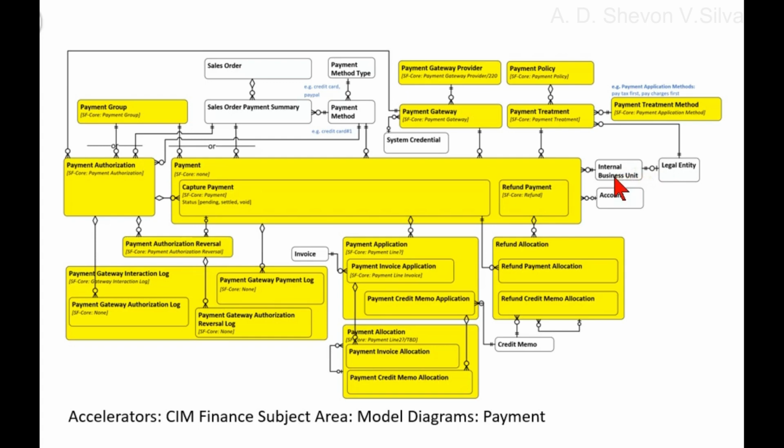Internal business unit has 0 or more payments, and payment has one internal business unit. And here the payment has 0 or 1 account, and account has 0 or many payments. And payment contains payment authorization, and for payment authorization, capture payment contains payment authorization, and payment authorization has 0 or more capture payments.